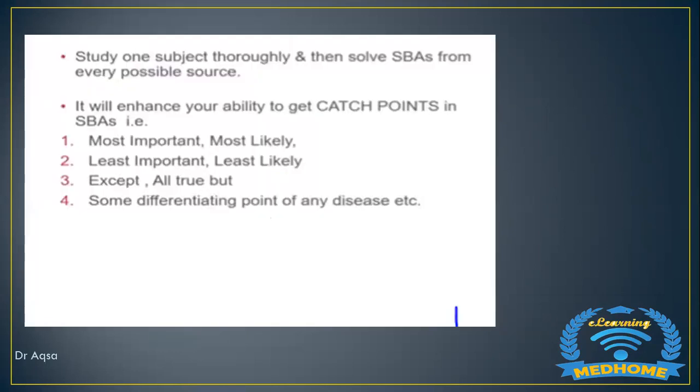So why are the questions important? The SBAs are important because you get the ability to catch the key points in them: which thing is most important or most likely, which is the least important or the least likely. All of the following options are true except, or all of the following options are true about the rectus sheath except, or any differentiating points from the disease, like for diabetes, for hypertension. We have some key points that we need to know. Definitely we'll be discussing that in our modules.